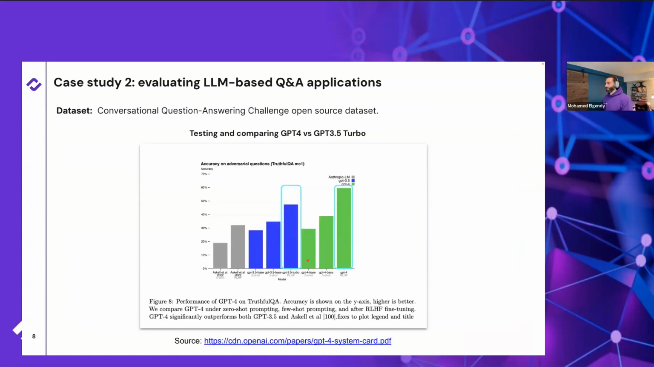Let's take a look at another example. In this case study, we're evaluating an LLM-based Q&A application, and we ran the test on the open source dataset called Conversational Question Answering Challenge.